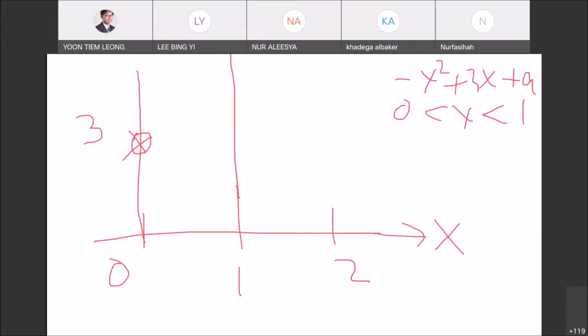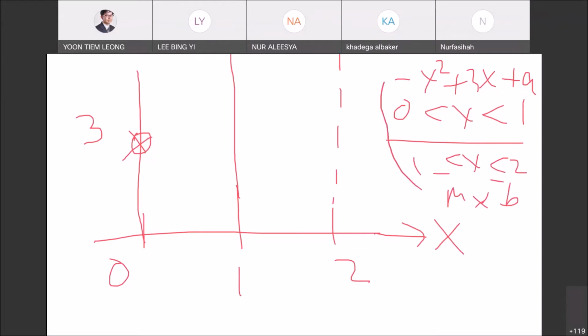and the function is equal to 3 when x equals 0, and when x equals 1, the value of the function is somewhere. Then for x between 1 and 2, the function is mx plus b, which means it is a straight line. So you can imagine the shape of the function by using the information provided by the question.